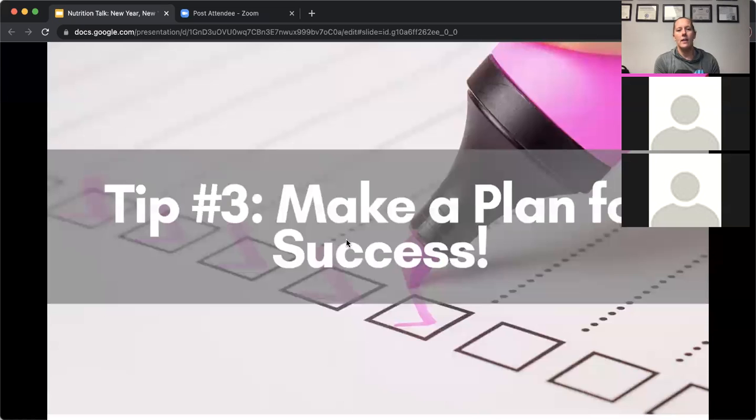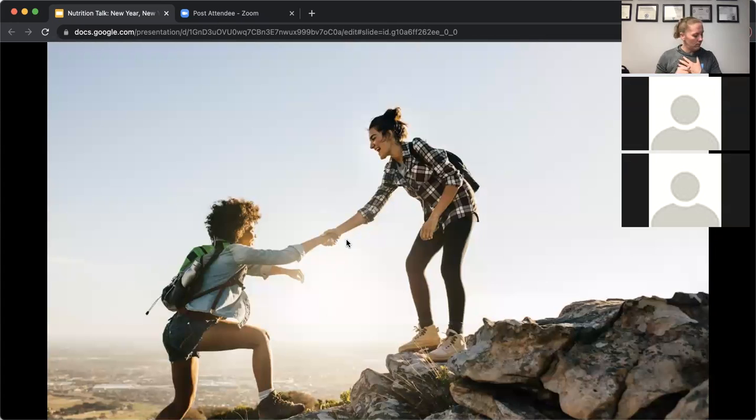So now that we have a clean slate, let's discuss tip number 3, which is making a plan for success. Benjamin Franklin said it best, if you fail to plan, you're planning to fail. We know that success leads to continued motivation when it comes to achieving your goals. So how will you plan for success? Going back to our goal setting, what is realistic? Are you setting yourself up for success or failure? How will you stay accountable to your goals?